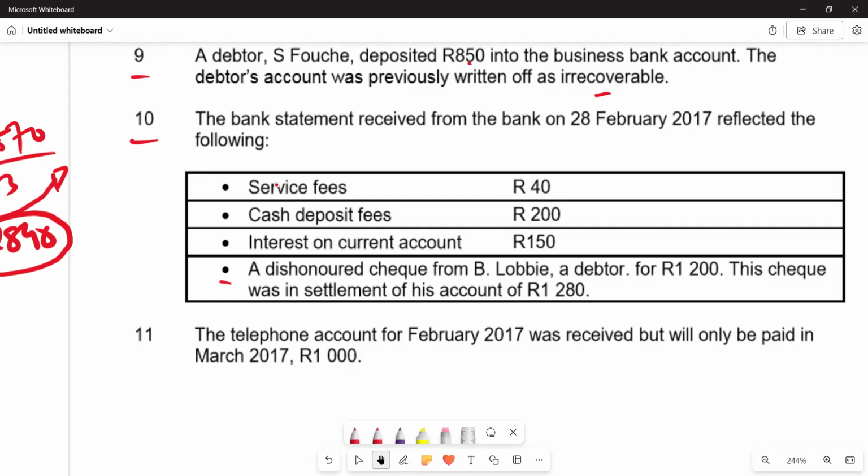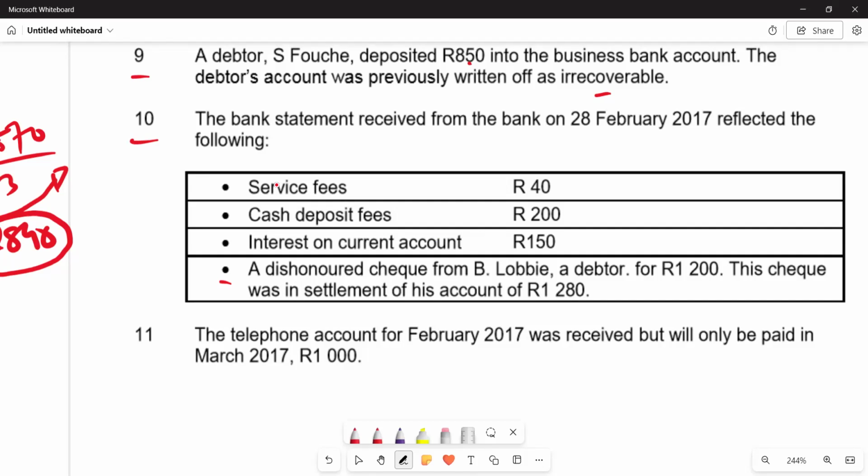So what is now happening is that this check was dishonoured. It was not processed at the bank. So we had already adjusted as if the debtor had paid the amount due, but now we have to reinstate that amount because the check was dishonoured. Remember, when the check is dishonoured, it means it wasn't processed, so the payment wasn't processed.